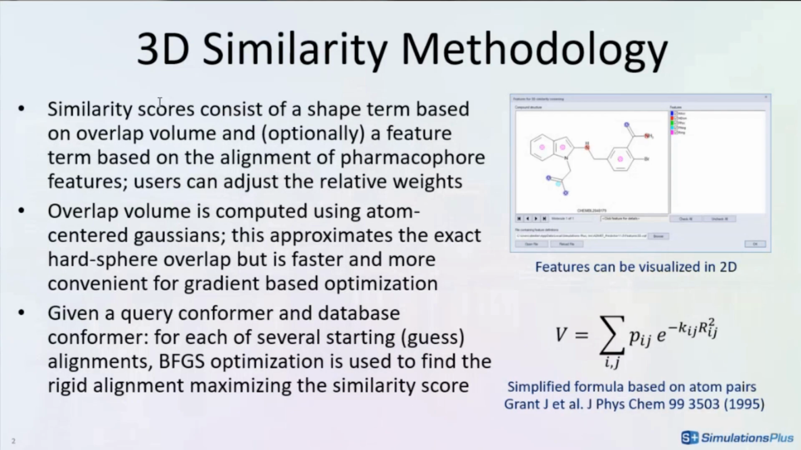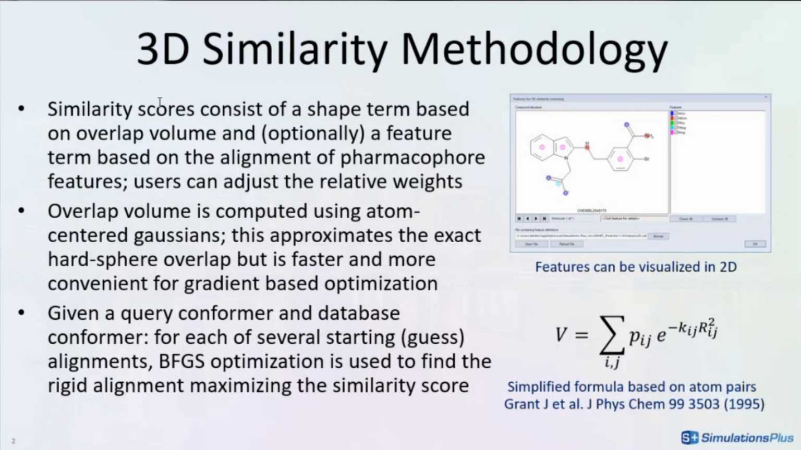All right, I'm just quickly going to borrow a slide from the ADMET Predictor release webinar for version 11, where we introduced this virtual screening functionality. So the similarity scores consist of a shape term based on overlap volume, and optionally a feature term based on the alignment of pharmacophore features. And then users can adjust the relative weights of those two terms.